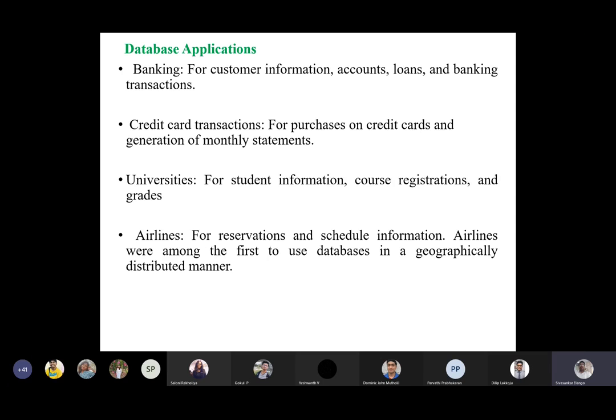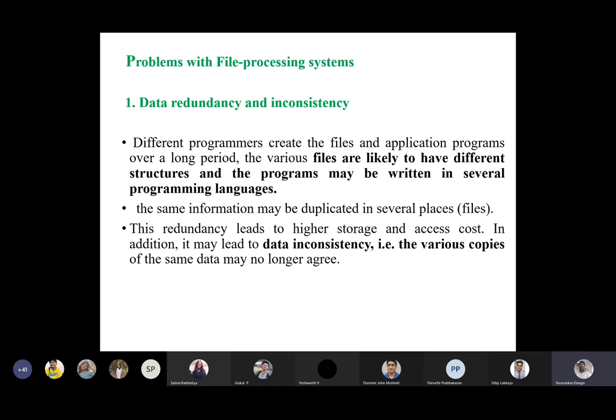In today's class, we'll study the difference between a conventional file system and a database management system, right? So why did we go for a database management system? There are a lot of limitations in a file processing system. To overcome the limitations of the file processing system, we have gone for DBMS, right?